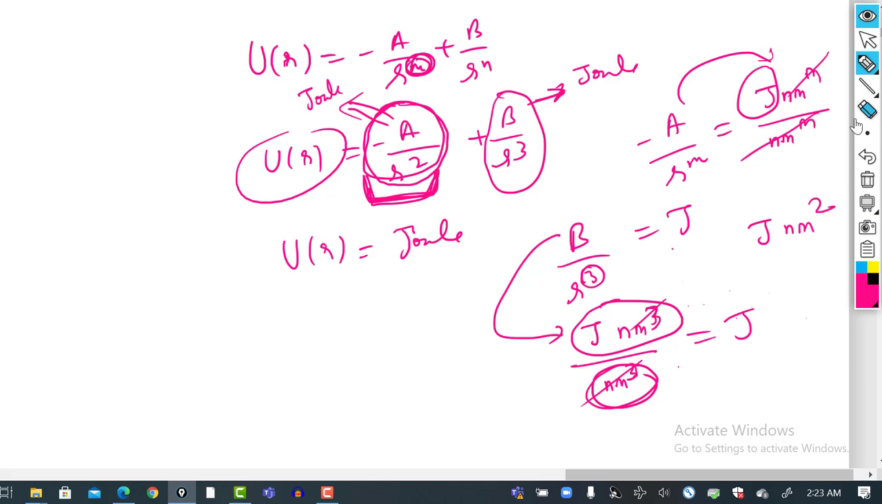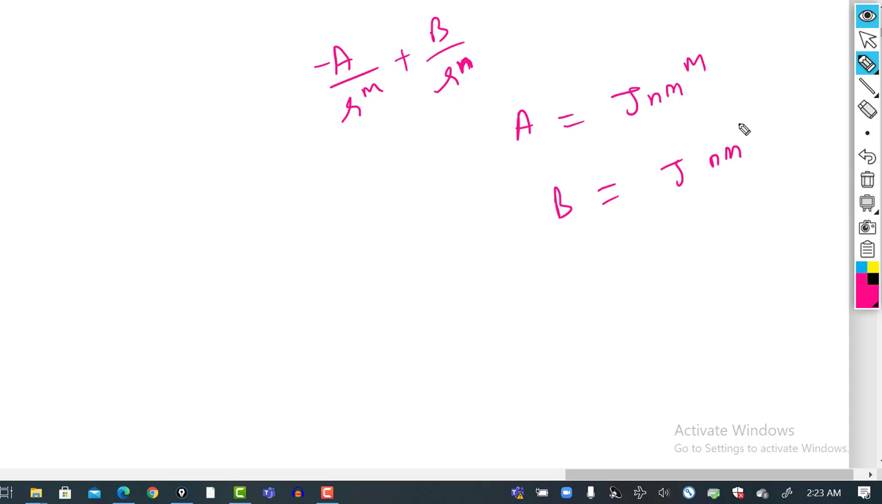This is the way we can find the unit. Let me summarize it. If the term is minus A by R to the power M, then the unit of A will be joule nanometer to the power M. If R is in nanometer; it could be angstrom also, it can be anything. If the term is plus B by R to the power N, the unit of B will be joule nanometer to the power N. If it is angstrom, then angstrom to the power N. I hope you understand it. Okay, let's solve that question, the GATE question.